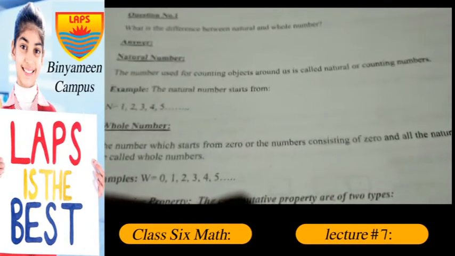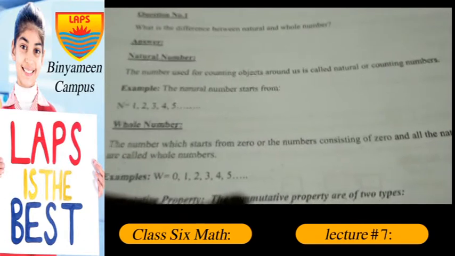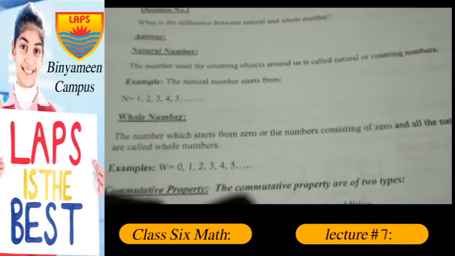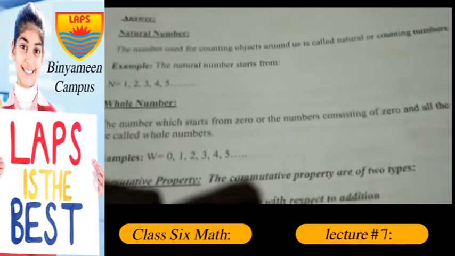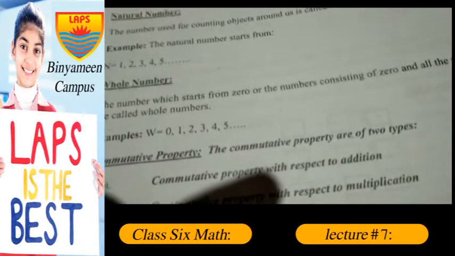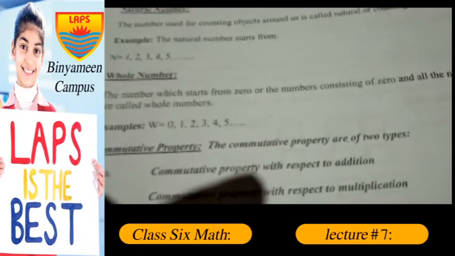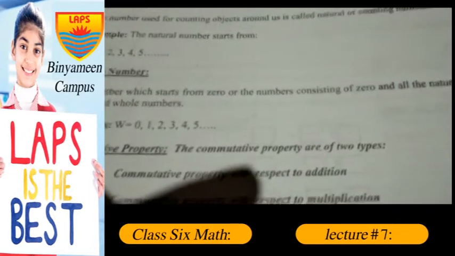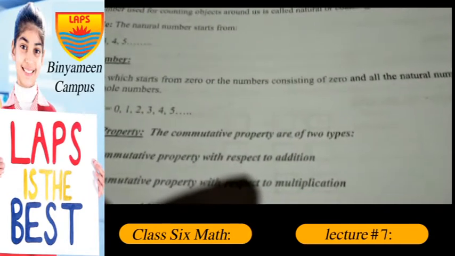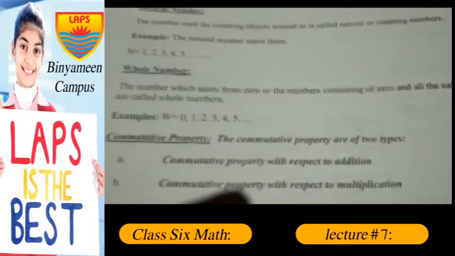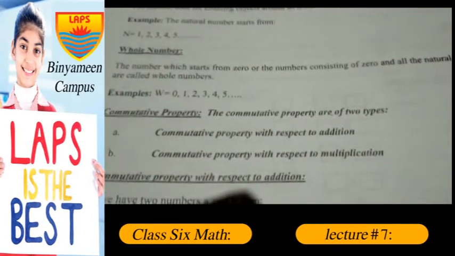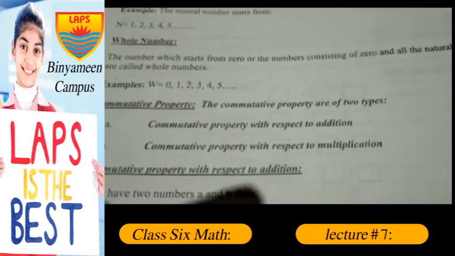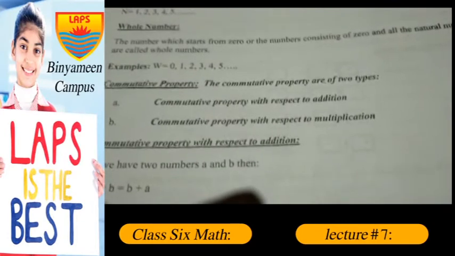An example, the natural numbers start from 1, 2, 3, 4, 5 and so on. It is represented by the alphabetic value of N. And whole numbers, the numbers which start from 0, or the numbers consisting of a 0 and all natural numbers, are called whole numbers. For example, W is equal to 0, 1, 2, 3, 4, 5 and so on. It is represented by W.